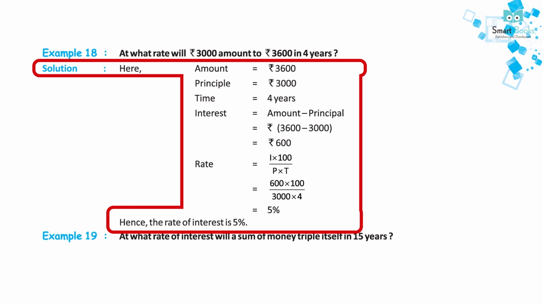Interest is equal to amount minus principal, which is rupees 3600 minus 3000, equal to rupees 600. Rate is equal to I into 100 upon P into T, which is 600 into 100 upon 3000 into 4, equal to 5%. Hence the rate of interest is 5%.